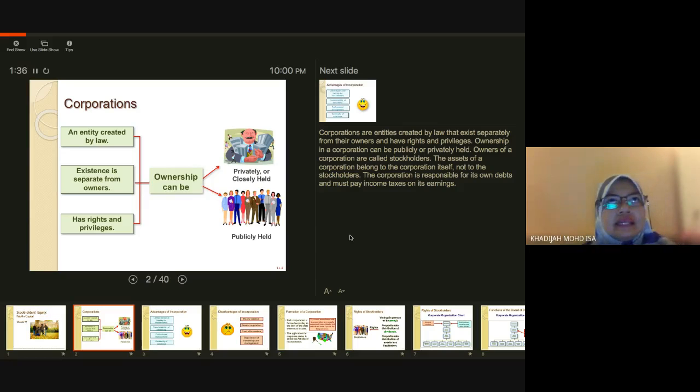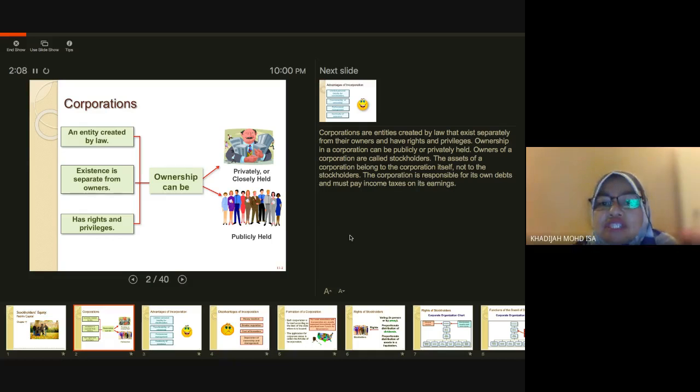Okay, let's say we have a company A and the shareholders are Ahmad, Ali and Achong, for example. Three of them. The company is a separate entity from these three shareholders. That's why you call it a separate entity. So what do you mean by separate entity? It means that the law separates the company and the owners.